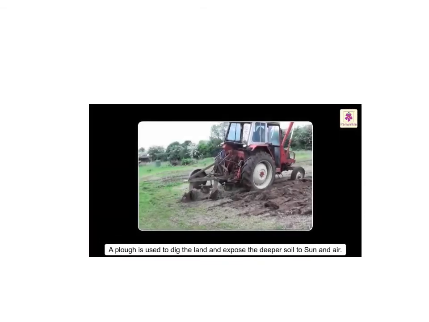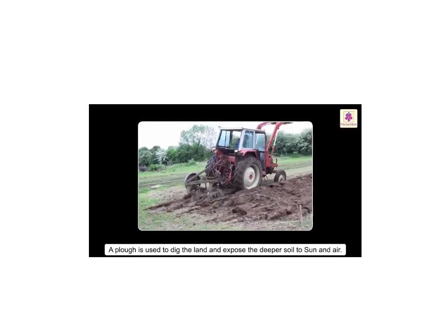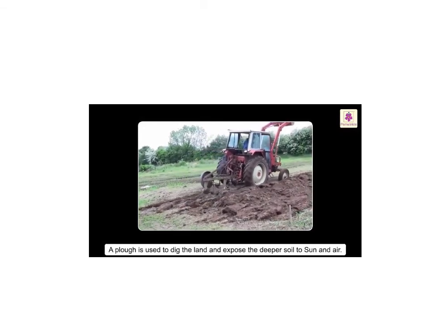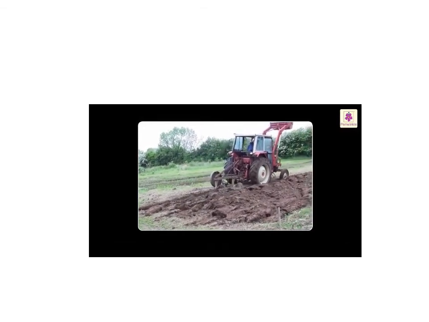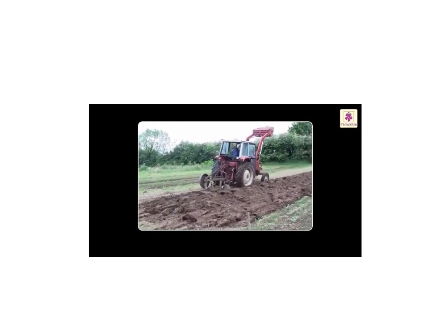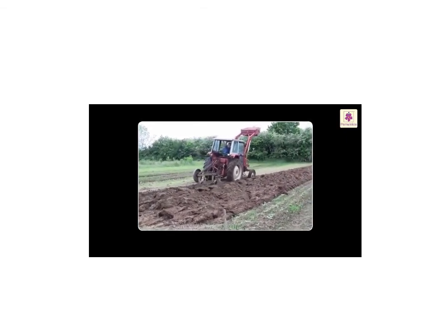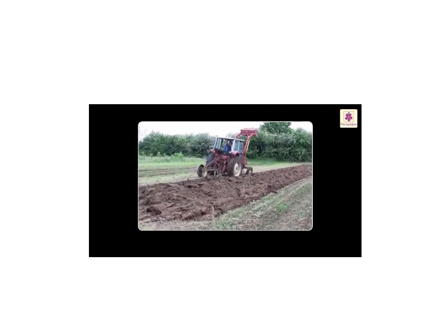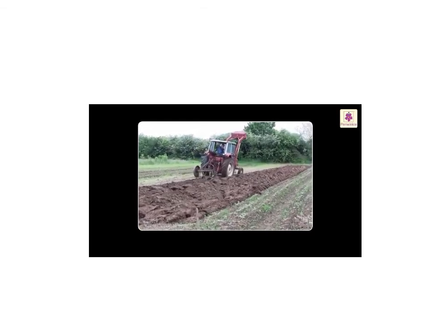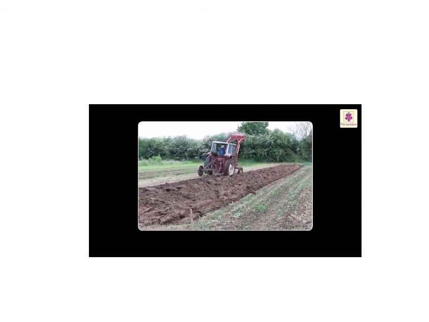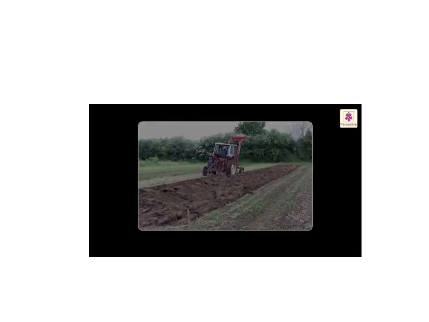A plow is used to dig the land and expose the deeper soil to sun and air. At the same time, it buries the remains of the old crops and the weeds into the soil. This will eventually rot and become compost, so the soil gets enriched.